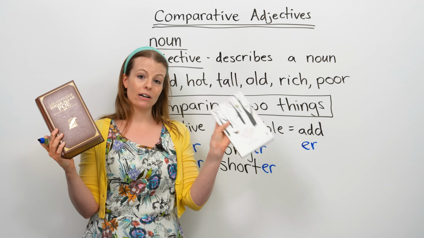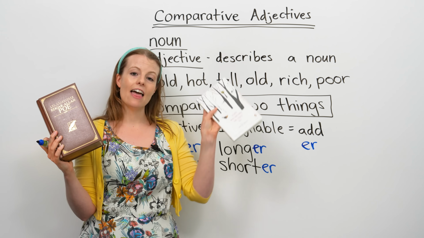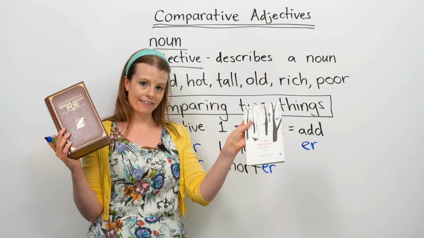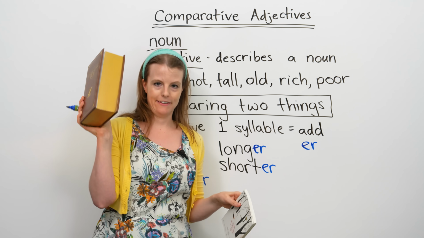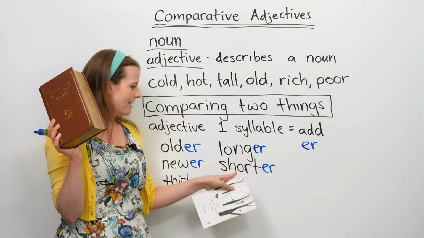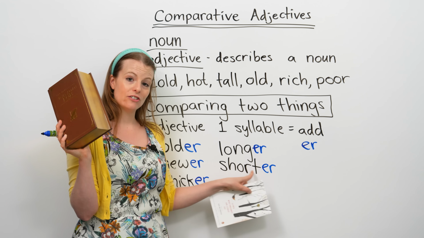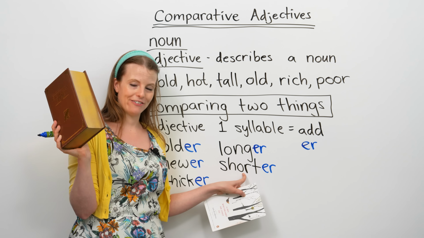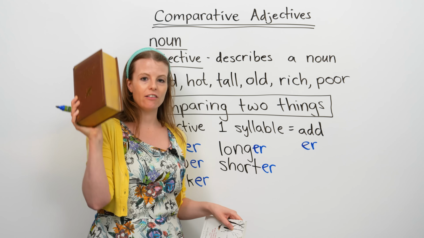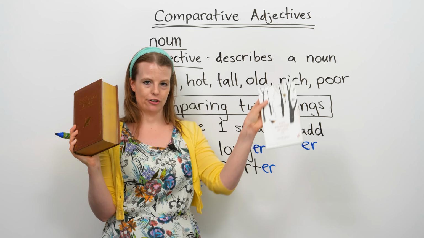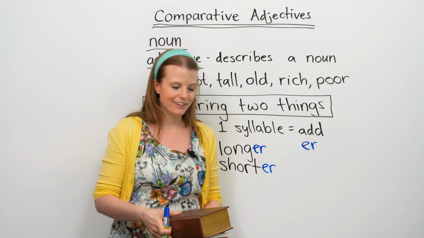Now, maybe I want to talk about this book. I can say this book is shorter than this book. And again, all I need to do is add ER to the adjective. So this book is longer, this book is shorter. Let's look at another example.